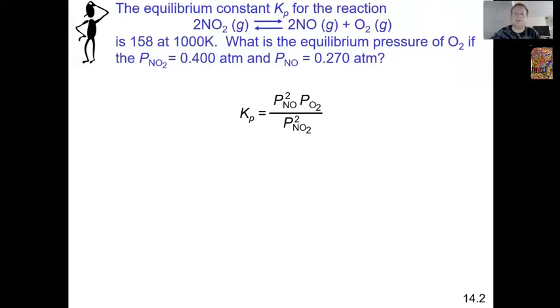The pressure of NO, this is squared. That's a little funky because there's a 2 coefficient in NO. And the P of O2, no exponent because there's no number in front. And then products over reactants, so the reactant is the P of NO2, and that's squared. So we set up our generic, that's set up like that, move things around, set up the equation.